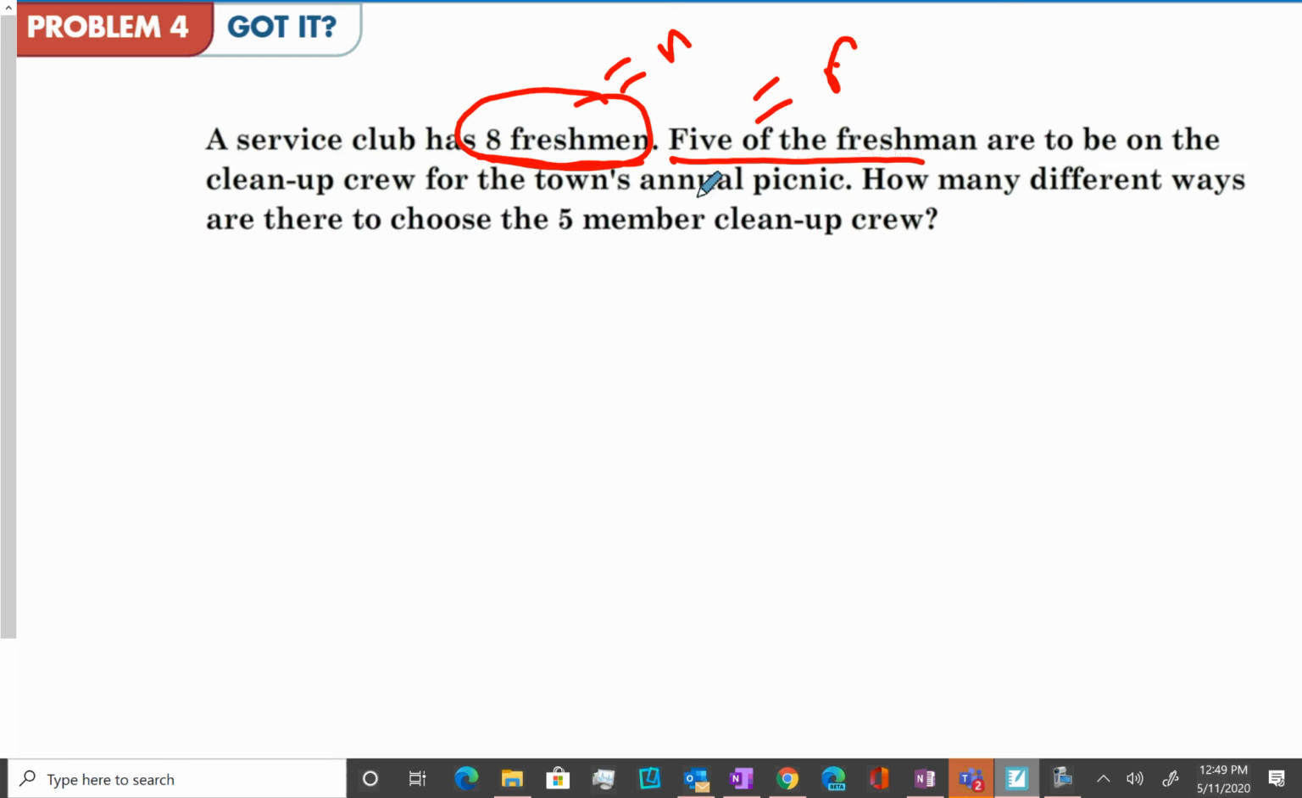Okay, so then you can figure out what the possible different ways are. So you have your n, you have your r. Go for it. All right, two more problems after this.